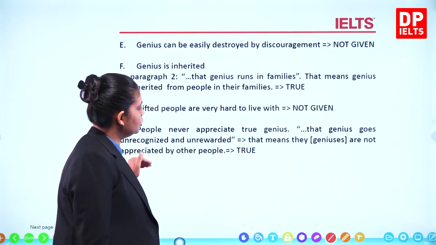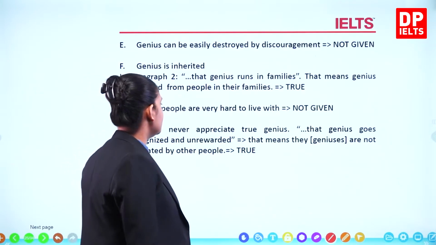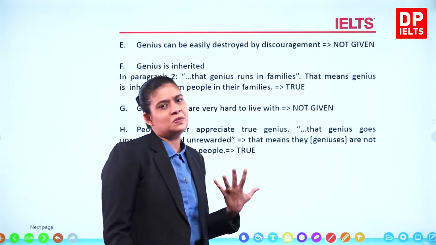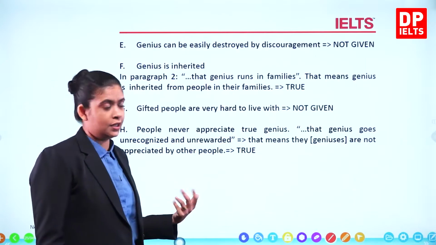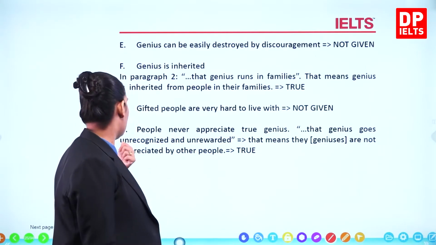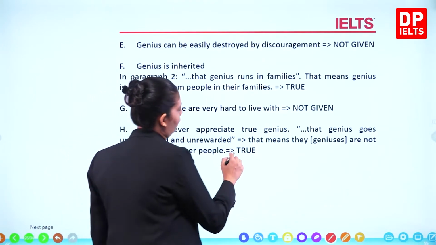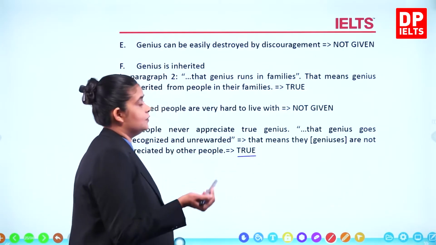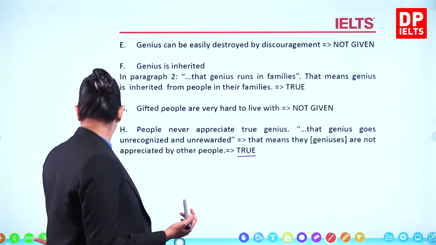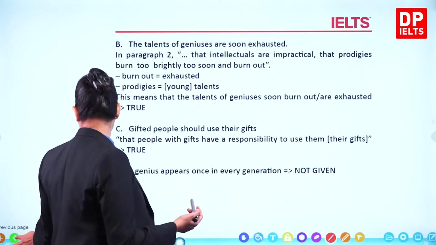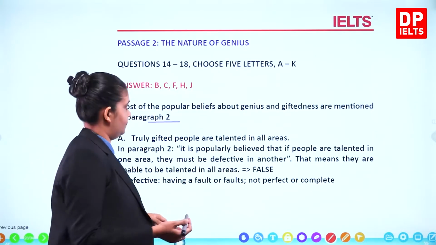People never appreciate true genius, right. That genius goes unrecognized and unrewarded. So it means like a special skill, right. So it's sometimes unrecognized, unrewarded. That means they are not appreciated by other people. So that is fairly true, I would say, looking at the reading passage. These are not my personal views. You have to check that with the reading passage. So you've got the correct answers as B, C, F, H and J, okay.